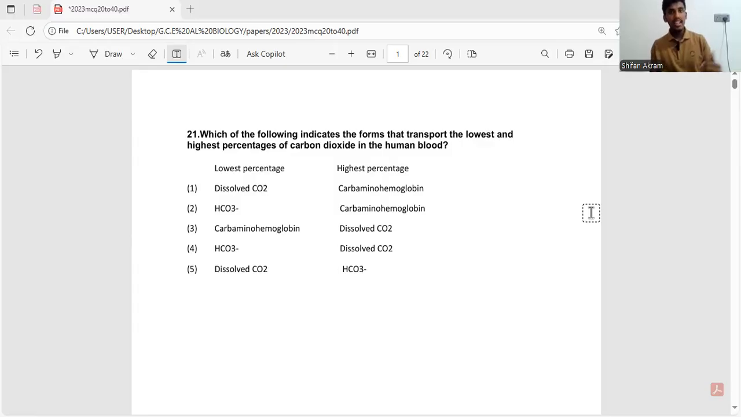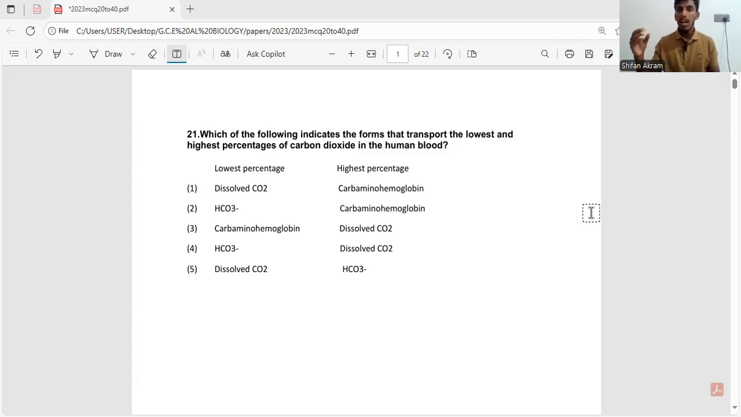Which of the following indicates the forms that transport the lowest and highest percentage of carbon dioxide in the human blood? We know as humans, we inhale oxygen and exhale carbon dioxide. Now, where is this carbon dioxide coming from? This carbon dioxide is coming from the tissues. From the tissues, they diffuse into the blood. And through the blood, they are transported into the capillaries in the lungs. Then from the capillaries in the lungs, they get transported to the alveoli, and from the alveoli, they get exhaled out of the lungs. So this is the overall view of how carbon dioxide exhalation takes place.